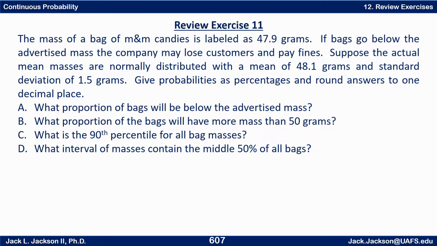Suppose that the actual mean masses are normally distributed with a mean of 48.1 grams. So they're going to have a mean a little bit above the target there. And a standard deviation, let's say, of 1.5 grams. So assuming these are accurate and that we have normally distributed, then give probabilities as percentages rounded to 1 decimal place. And let's see if we can figure this out.